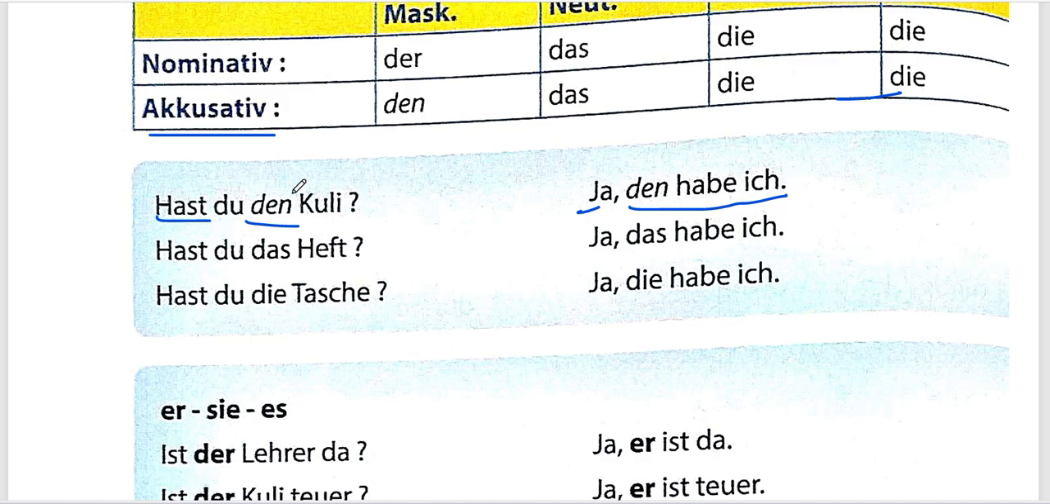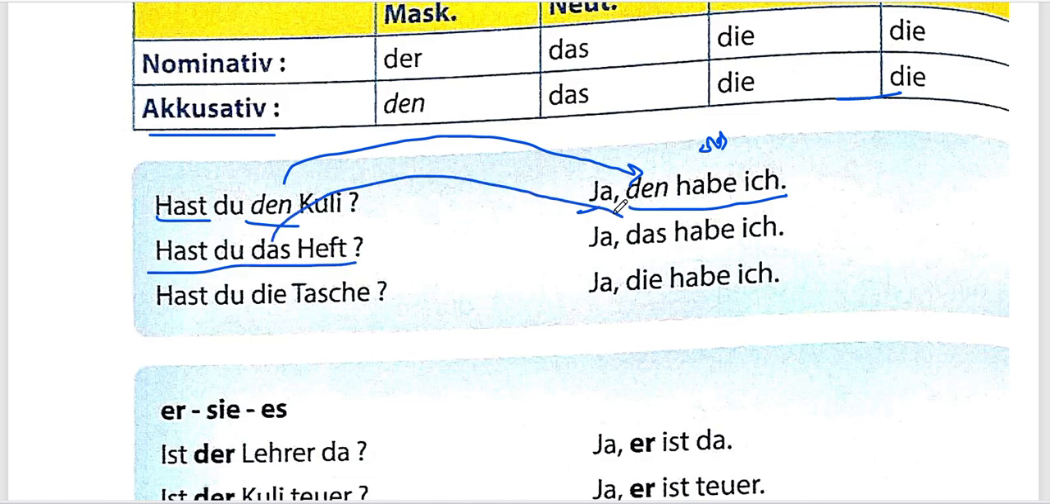"Ja, den habe ich." Yes, I have that. So this den will simply come just after "ja." The second position will always remain the verb, and then "ich." That is why habe is here. "Ja, den habe ich." "Hast du das Heft?" Do you have the notebook? So das will come right over here. "Ja, das habe ich." "Hast du die Tasche?" Do you have the bag? Die will come over here, and habe ich. "Ja, die habe ich." I hope that's clear.